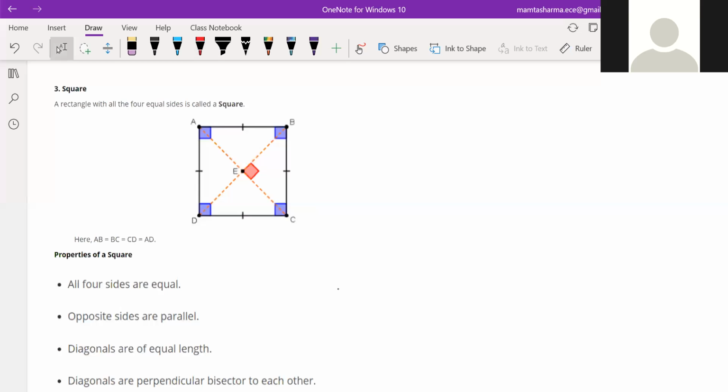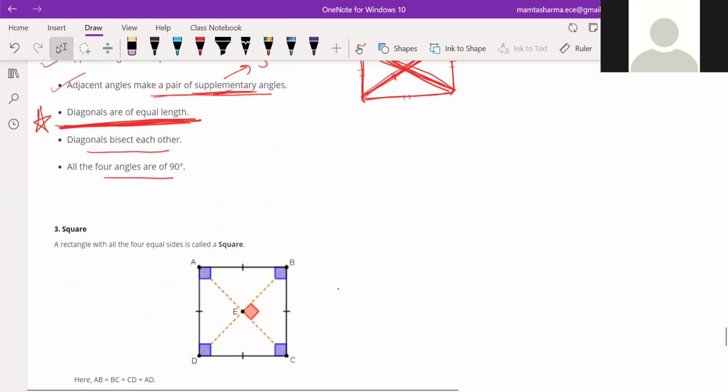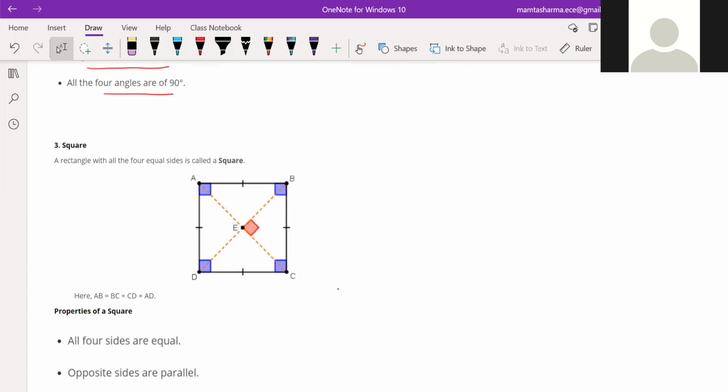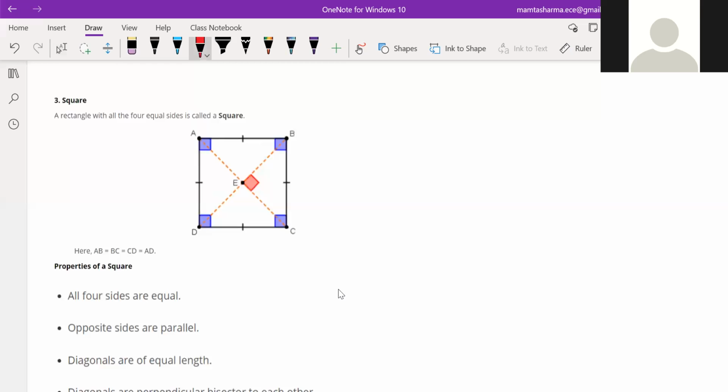Okay, so rhombus. What is a rhombus? Remember the rhombus and parallelogram. If we make the sides equal, then it will become a rhombus. Similarly, in a rectangle, if all sides are equal, then it will become a square. So in a square, all sides are equal. It is also a kind of rectangle. You can say all squares are rectangles, but all rectangles are not squares. We will see in the questions.